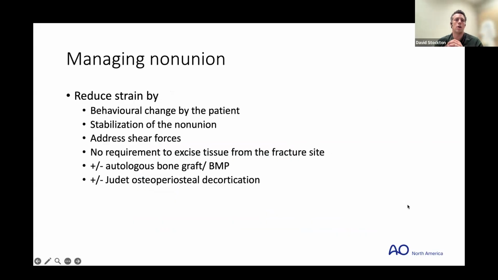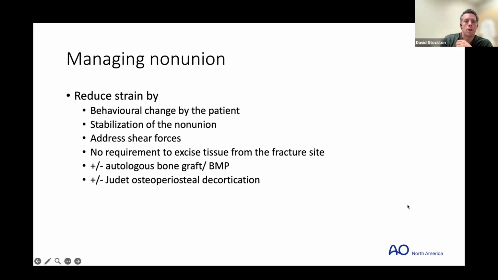Okay, so in non-union scenarios, the paper goes over how you can think about reducing the strain. They mention in passing there can be behavioral change by the patient, but I don't think we typically include that in most of our non-union treatment algorithms. Stabilization of the non-union somehow, and really fixing it the way it needs to be stabilized to mitigate those shear forces that you spoke about before, Dr. Reed.